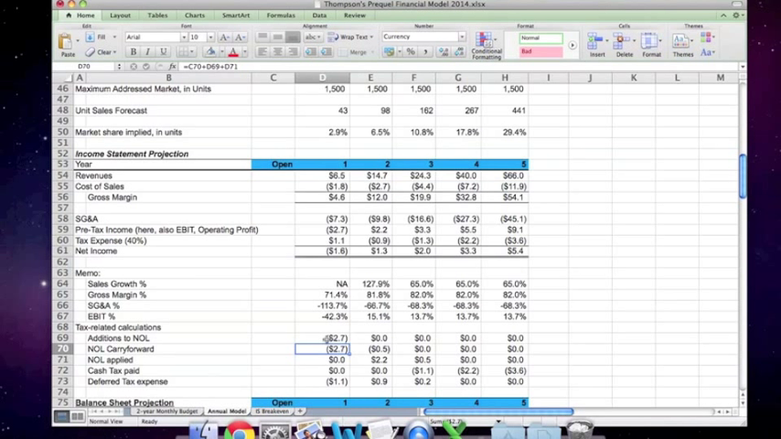And you can see here that's exactly what the logic does. Here's the NOL carry forward, which is 2.7 in the first year. None of it is applied in the first year because there's no profits. 2.2 is applied in the second year. $500,000 is applied in the third year, and there is no further profit. And then the cash tax paid is nothing more than the tax rate times the net of pre-tax profit and the NOL applied. I will let you walk through the logic for that, but that's the fundamentals of how it works.